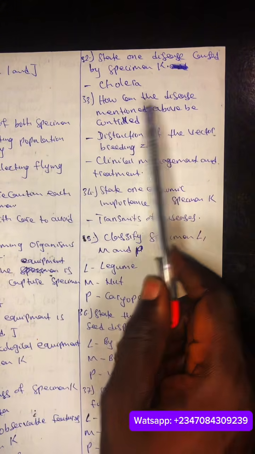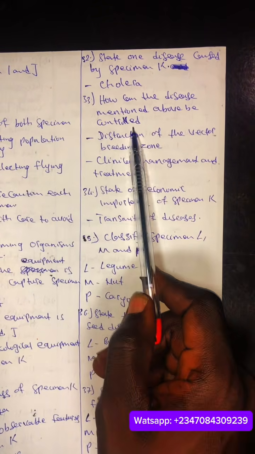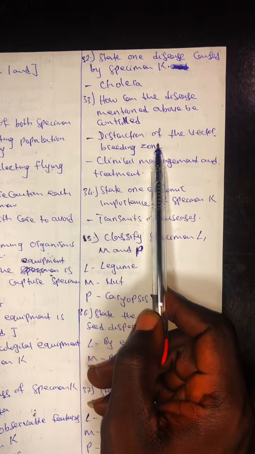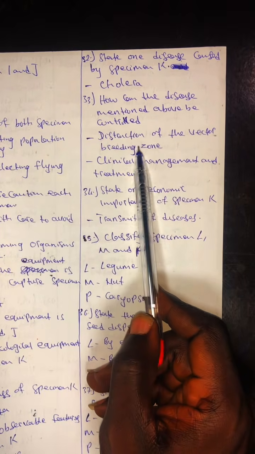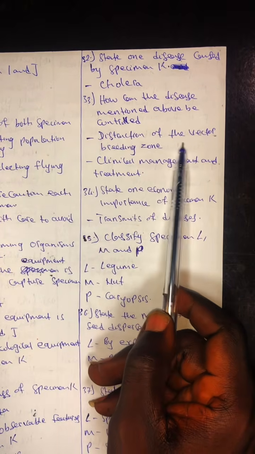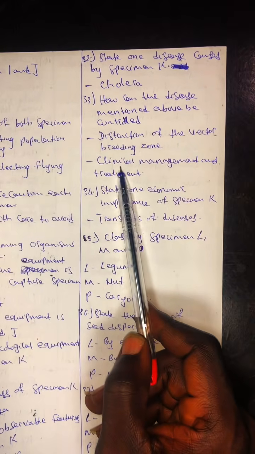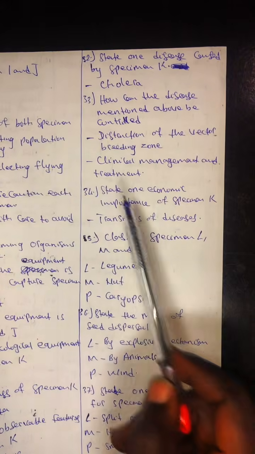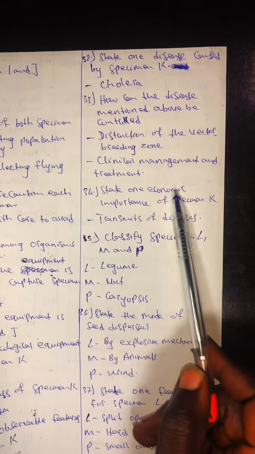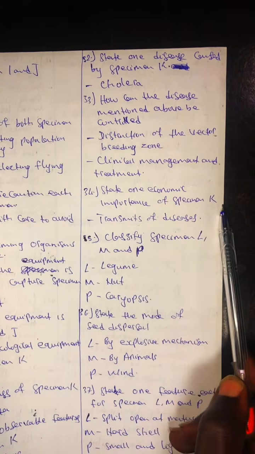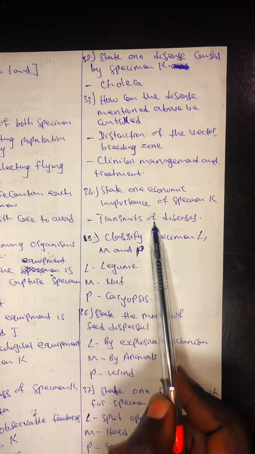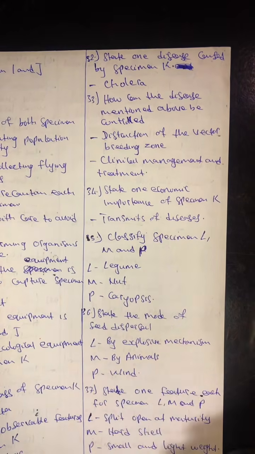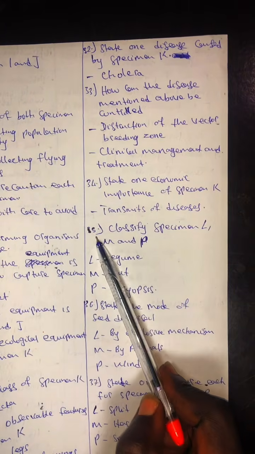Number 33. How can the disease mentioned above be controlled? 1. Destruction of the vector breeding zone, where they breed, setting the place on fire. Just destroy their breeding zones. The next one, clinical management and treatment. 34. State one economic importance of specimen K. Number 1, transmission of disease. Just one economic importance, transmission of diseases.